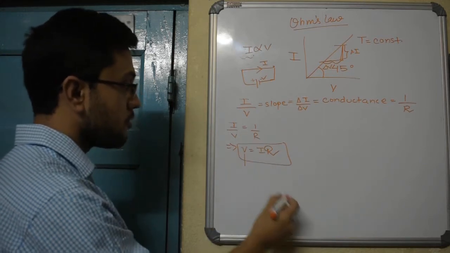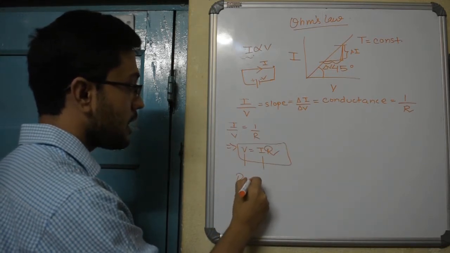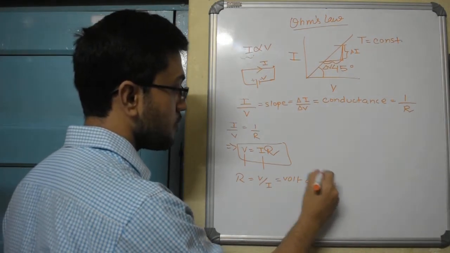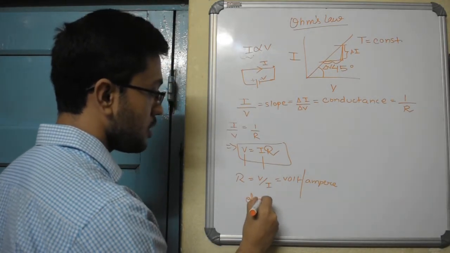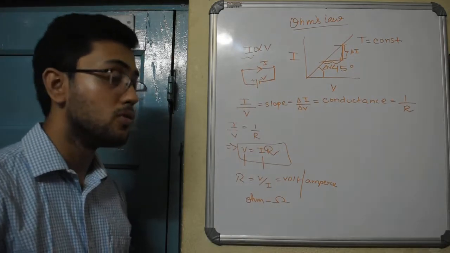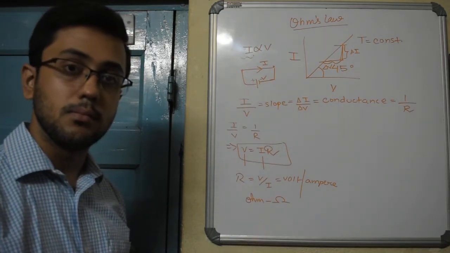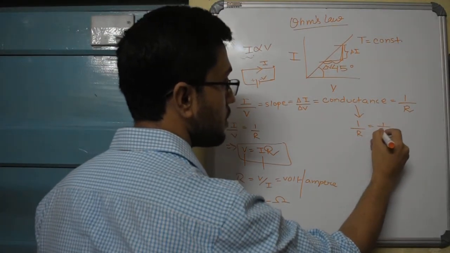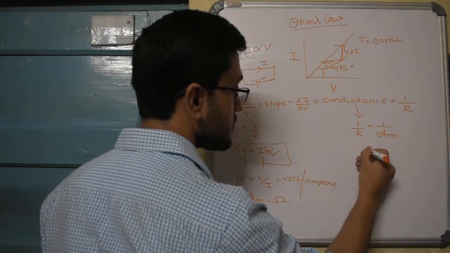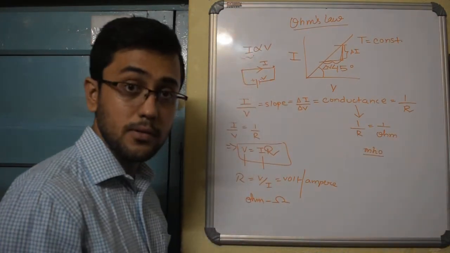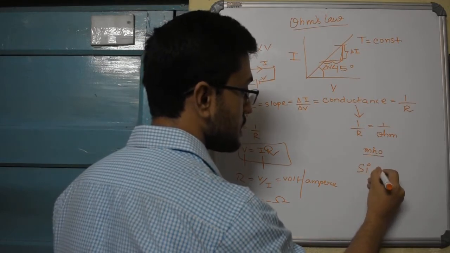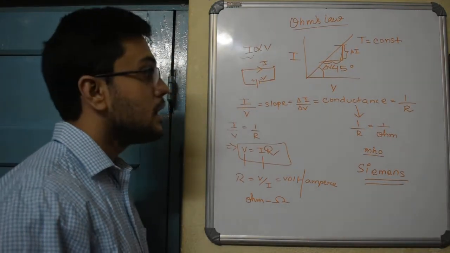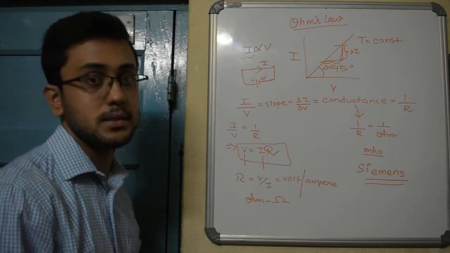Now V you already know is volt and I is ampere, therefore the unit of R is V by I, which is equal to volt per ampere. This volt per ampere in one word is said to be Ohm, in honor of the scientist after whom Ohm's law is named, and this is the symbol for Ohm. And what is the unit for conductance? Conductance is 1 by R, so it has a unit of 1 by Ohm. Previously this was called mho, but now it is Siemens. Siemens is the new SI unit for conductance and Ohm is the SI unit for resistance.